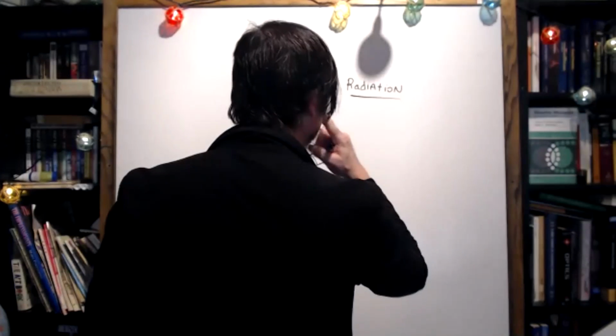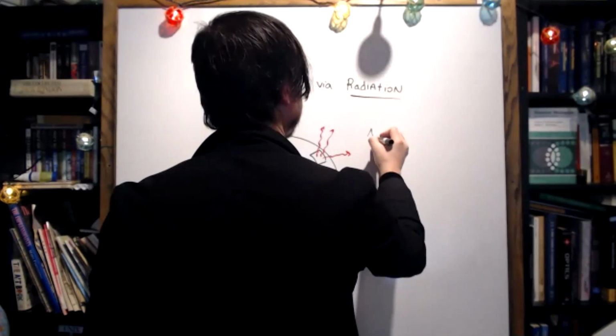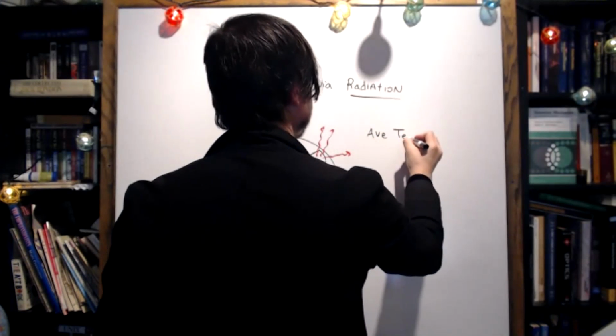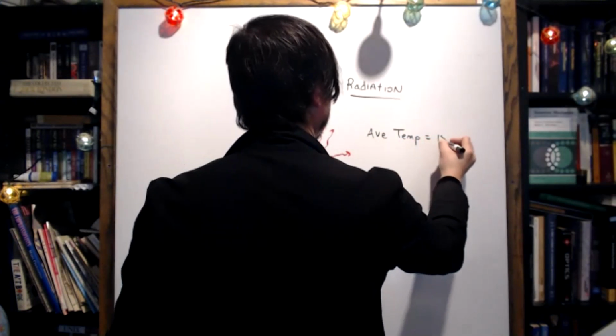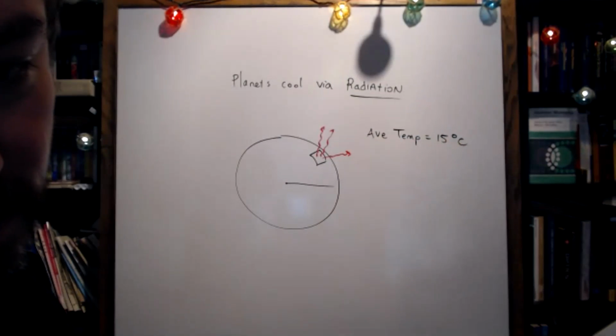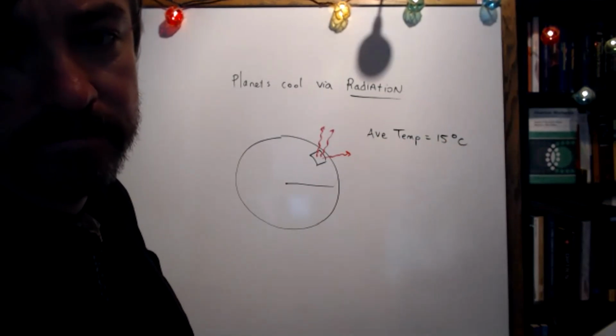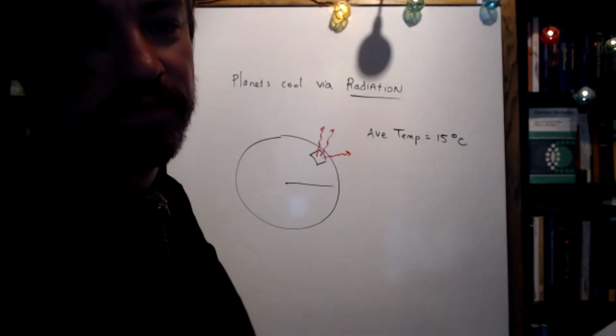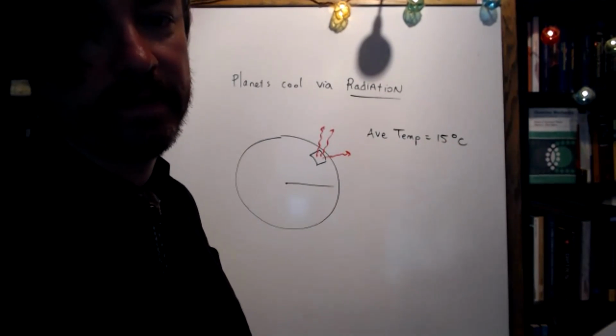The average temperature of Earth is 15 degrees Celsius. Does anyone know what that is in Kelvin? How do you convert from Kelvin to Celsius?